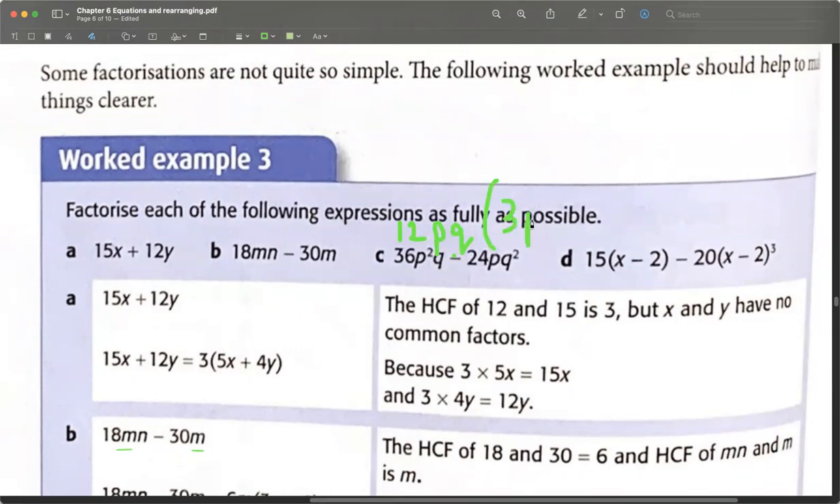P, take out 1, so there's 1 more left. Q, take out 1, no more. And then 24 divided by 12 is 2. Take out 1P, no more P. Take out 1Q, left 1Q. So this is my simplest form. When I write it this way, it has been factorized already.